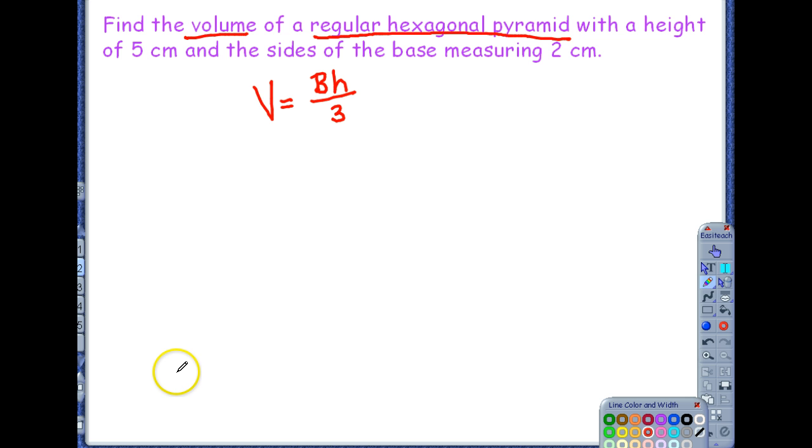It doesn't matter. In the end, you're going to do the same thing. All right. Well, let's keep reading. Find the volume of a regular hexagonal pyramid with a height of 5 and the sides of the base measuring 2 centimeters. All right, now, let's think for a minute.